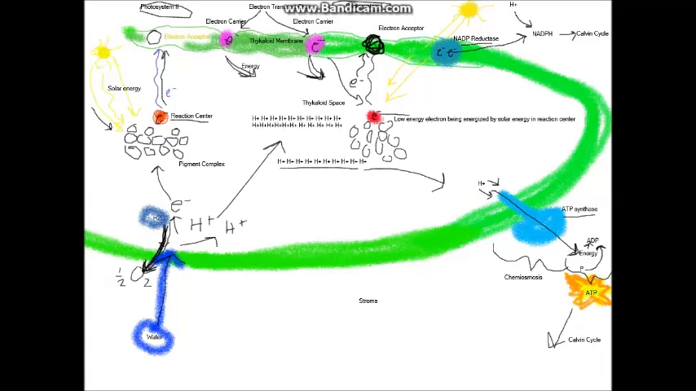Both the NADPH and ATP produced are used in the Calvin cycle to create carbohydrates such as glucose. The light reaction's main goal is really to produce ATP and NADPH to aid in the Calvin cycle.